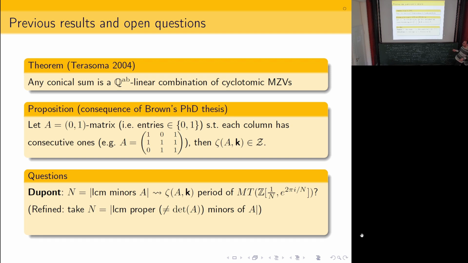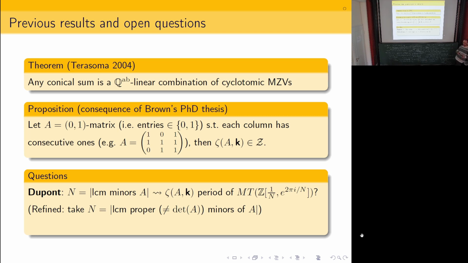And then there was a question / conjecture by Clément Dupont. So he noticed that it seems like if you take the non-zero minors of the matrix A, so all dimension, like 1 by 1, 2 by 2, 3 by 3 submatrices, and you compute the determinants, you take all the ones that are non-zero. You take the LCM of all those in absolute value, then this number should be a period, or rather, is it a period of mixed state motives with Z ramified 1 over n and nth root of unity.